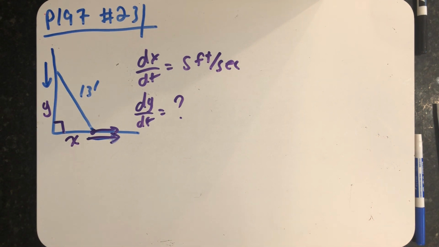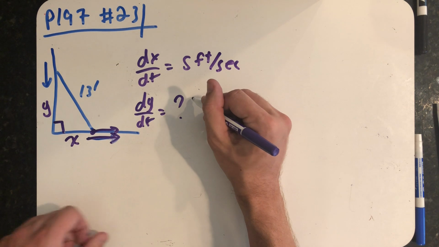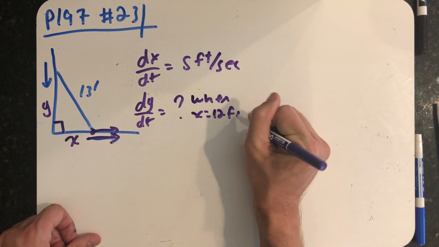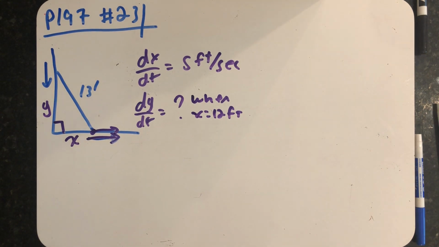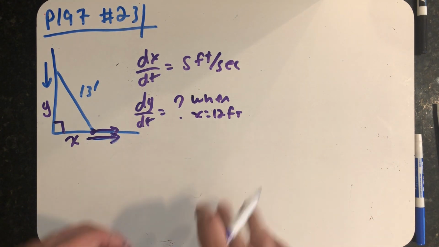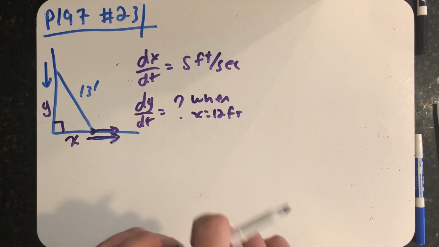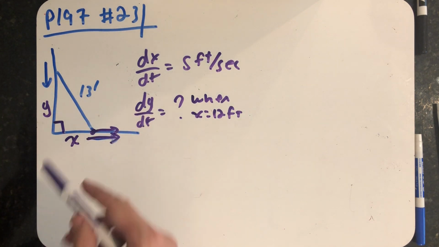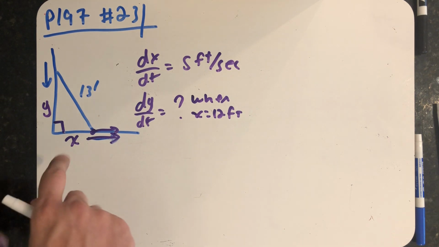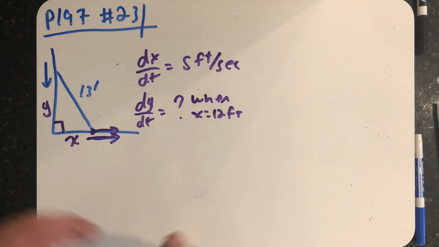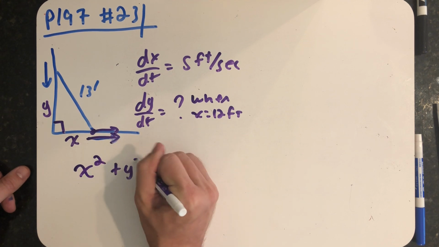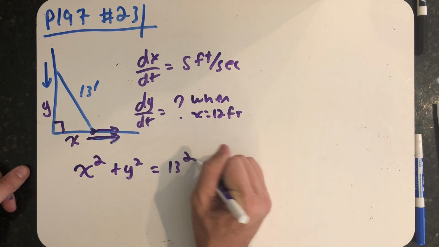And the only other thing I know is that I'm looking for this rate at the moment when x is equal to 12 feet, right? That's what the problem said, right? All this information is happening at that moment when x is 12 feet. All right, so looking at my diagram, a relationship between x, y, and the 13 feet would come from the Pythagorean theorem. x squared plus y squared is 13 squared.